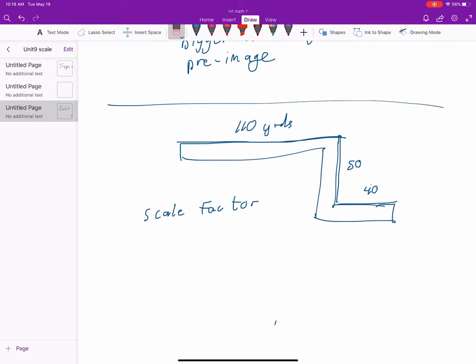Now, scale factor doesn't necessarily always have to be a big number. It can be a small number depending upon which way you're scaling it. So if we're going to scale this down, then our scale factor is 1/10. If I take the real and multiply it by the 1/10, that's the scale factor, that will give me the image, or what we would call the model.